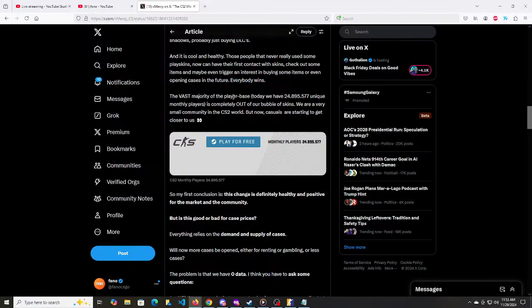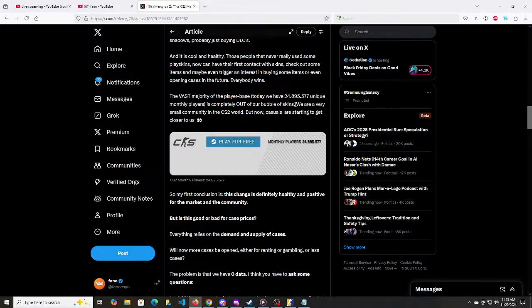The vast majority of the player base, today we have 24 million unique monthly players, is completely out of the bubble of skins. A little bit of exaggeration, but yes, I would say so. Fair enough. I mean, skins are just everywhere, man. You don't have to be a skin buff to play a game of Faceit or just Matchmaking Premier and see a Dragon Lore and think, ooh, that's a cool looking skin. You don't have to be an expert.